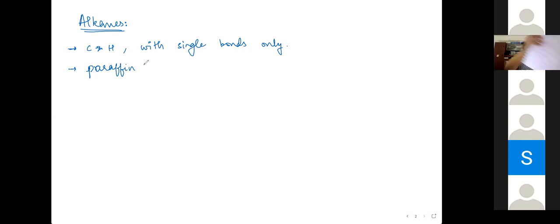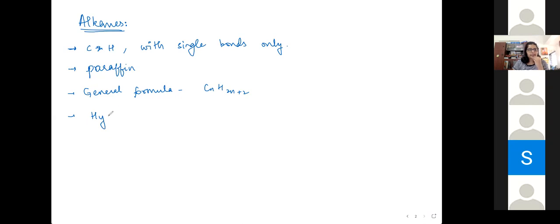Okay. What else? What is the general formula? CnH2n plus 2. Correct. So all their formula take this form CnH2n plus 2. What is the hybridization of carbon in alkanes?